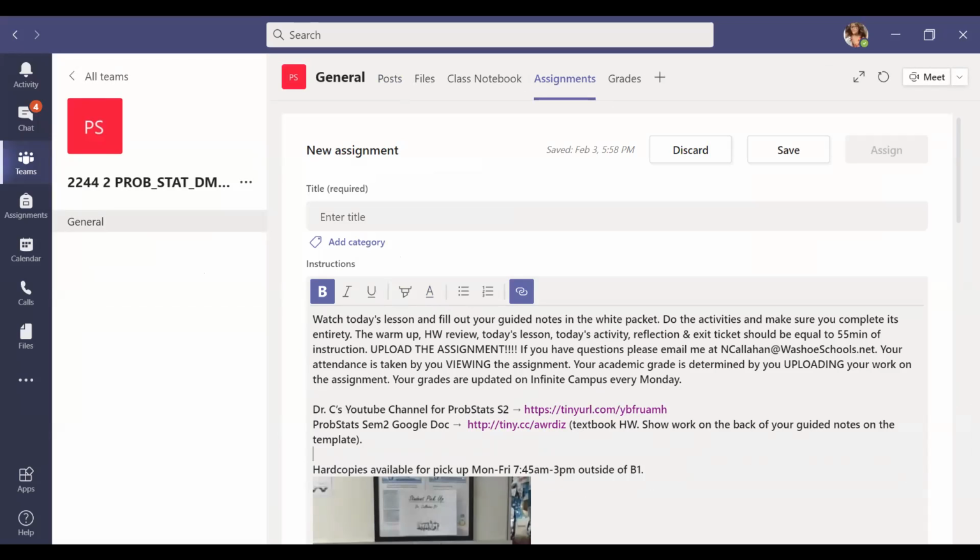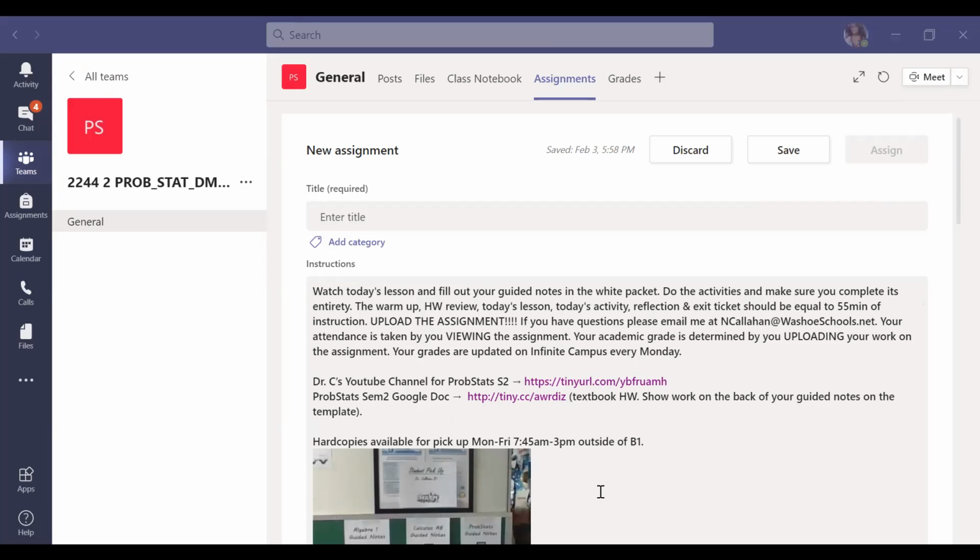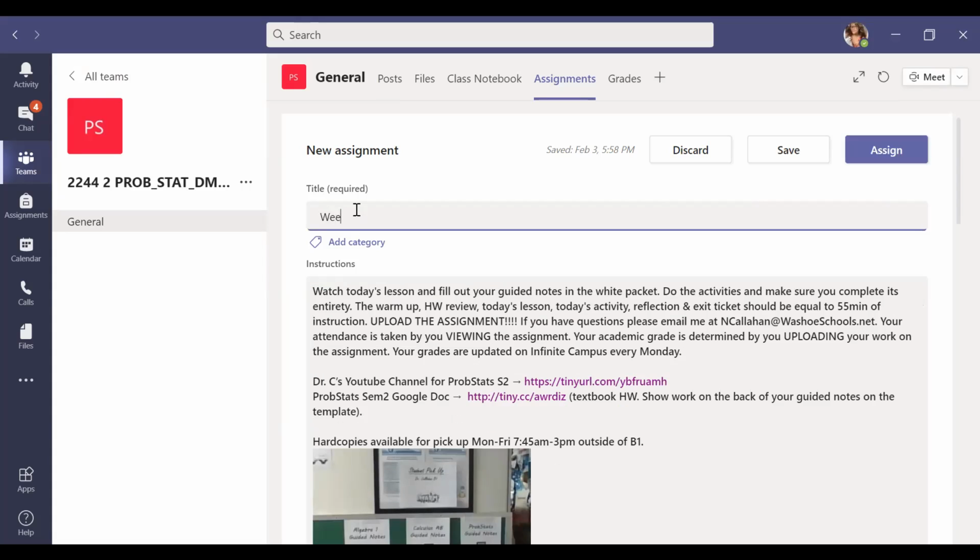There are 2 links that you need for this class. And today our topic of discussion is going to be comparing p-values to alpha and determining whether you need to reject the claim or fail to reject the claim. So that is our topic of discussion for Week 5, Thursday, ProbStatsS semester 2.